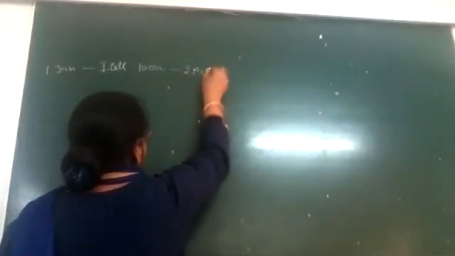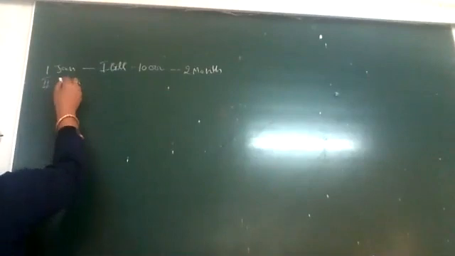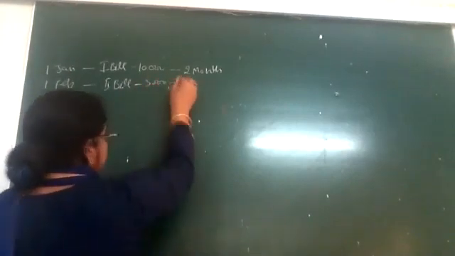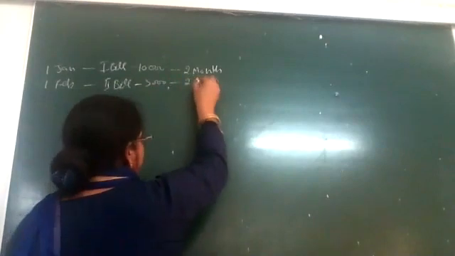On 1st January, the first bill was drawn for 10,000 rupees for 2 months. And on 1st of February, the second bill was drawn for 5,000 rupees for the next 2 months.